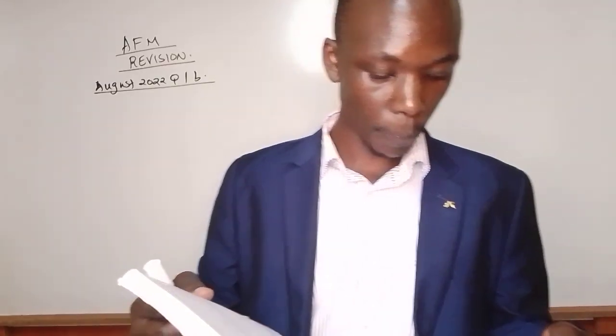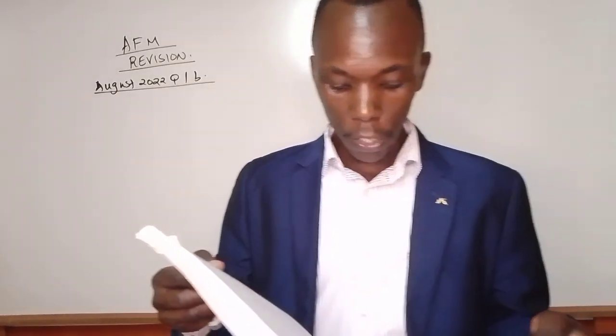Then from there, required: determine the proportion of each of the above shares required to formulate a minimum risk portfolio. Then Roman 2, the amount in shillings that should be invested in each share using the proportion determined in B Roman 1 above. So that's what we have.